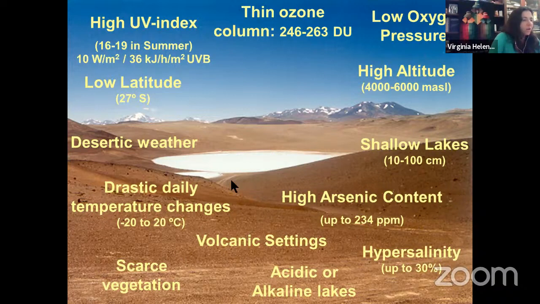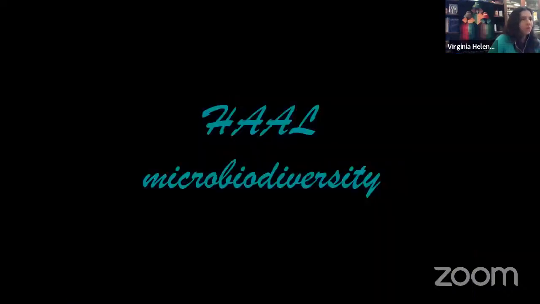And also these lakes, especially the lakes, are hypersaline. Some of the lakes are acidic, but most of them are alkaline lakes. So altogether, the microbes that live here have to endure all these conditions. So we call them polyextremophiles.